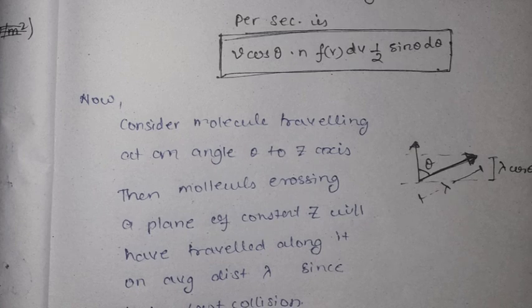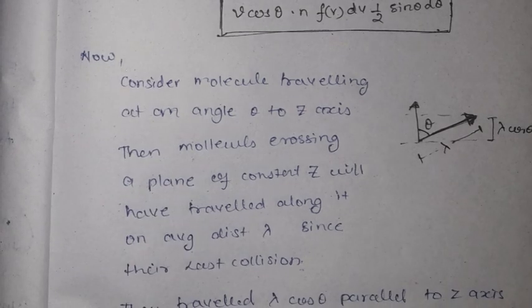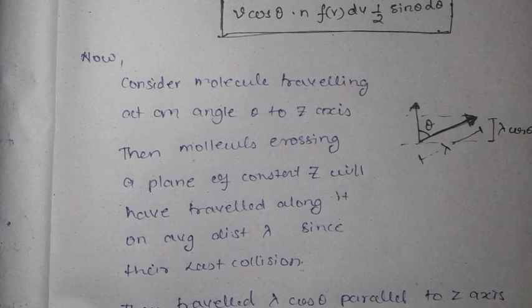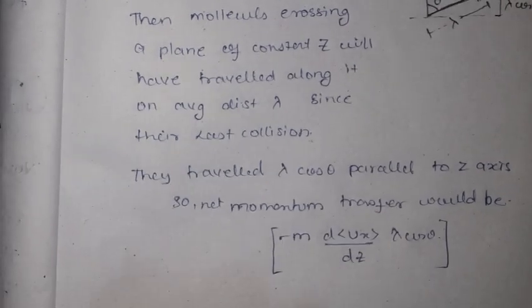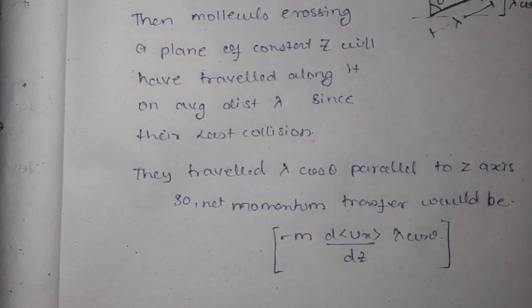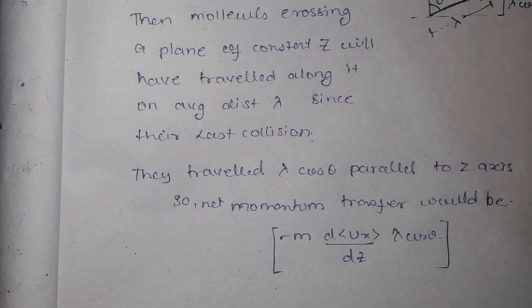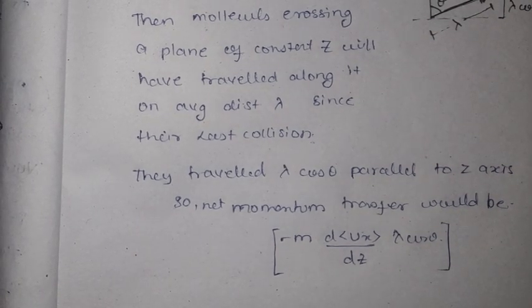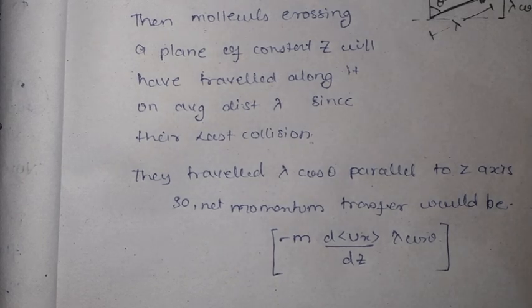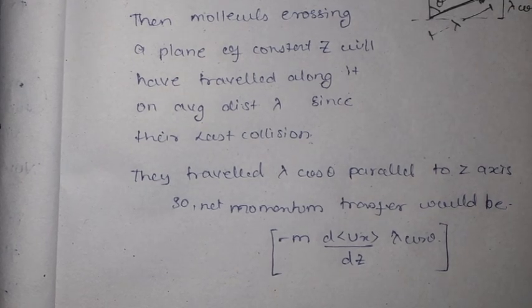Now consider molecule traveling at an angle theta to z axis. Then molecule crossing a plane of constant z will have traveled along it on average distance lambda. Since their last collision they have traveled lambda cos theta parallel to z axis. So net momentum transfer would be this, minus m dux upon dz lambda cos theta.